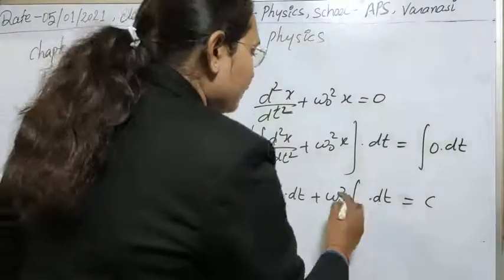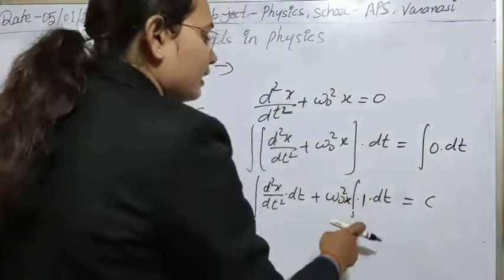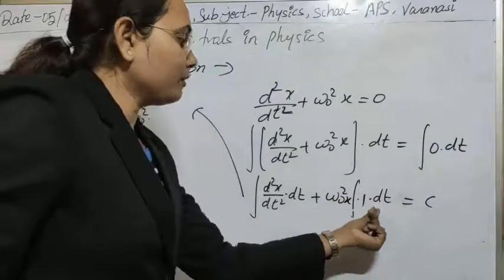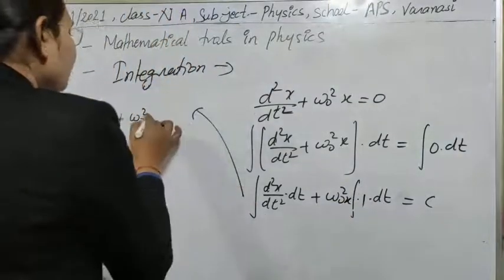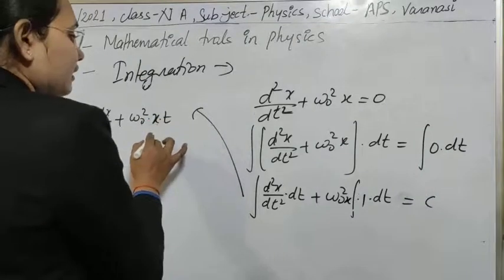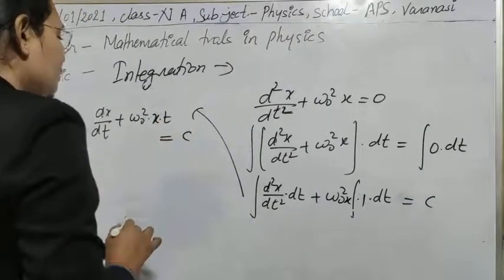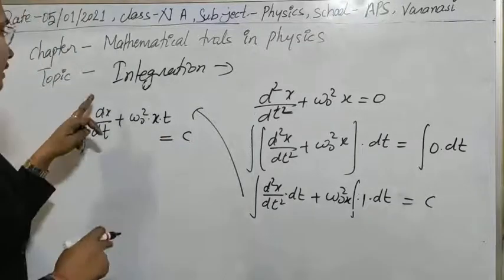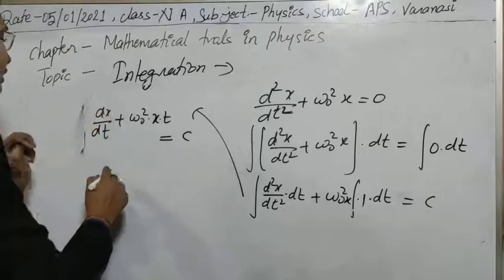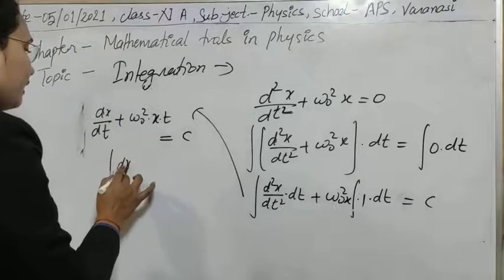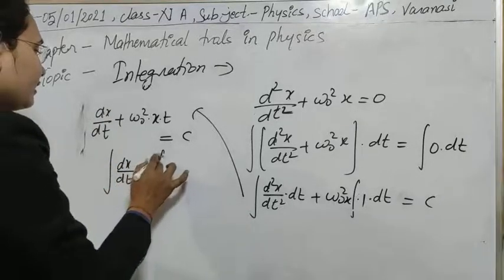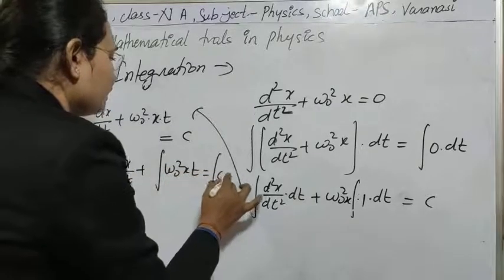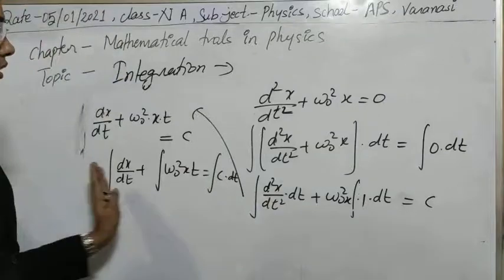In integration you use one variable at a time, so this will be treated as a constant. If you take it outside, then there will be 1, and I just told you the integration of 1 with respect to any variable is t, so we get x into t, and that will be equal to some constant. Again we have one derivative quantity here, so to find its value you can again take its integration. So again integrate the whole terms, and on the right side integrate c dt.